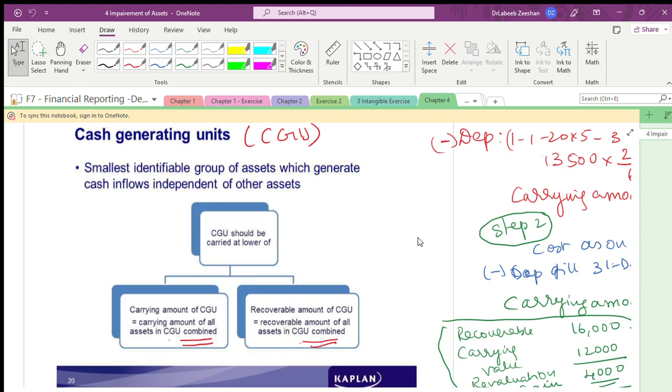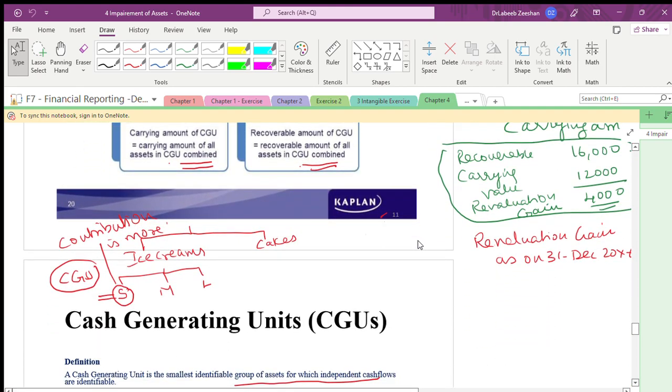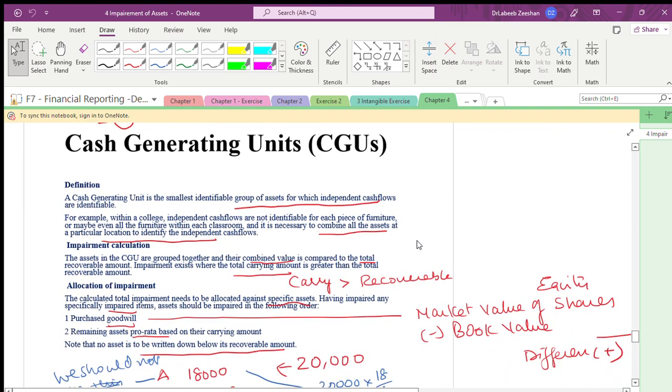Cash generated assets should be carried at a lower of, is it the carrying amount of all assets in the CGU combined, or the recoverable amount of the CGU, which is the recoverable amount of all the assets in the CGU combined? Whether it is a carrying amount or a recoverable amount, is it right? These are the cash generated unit.